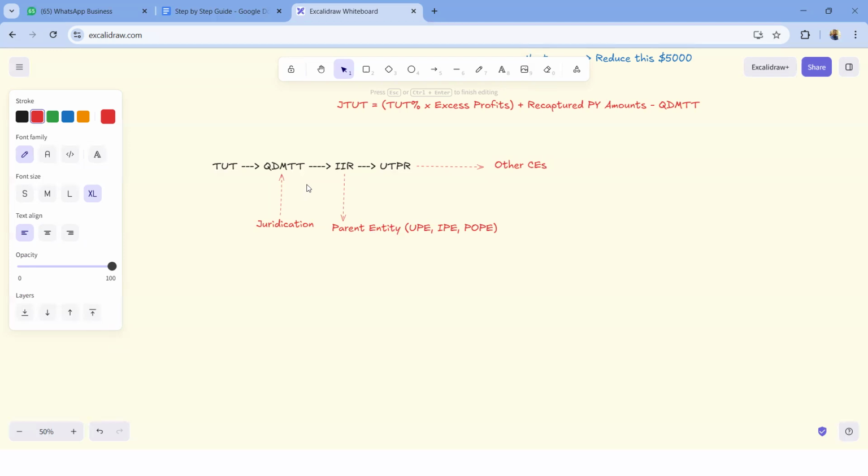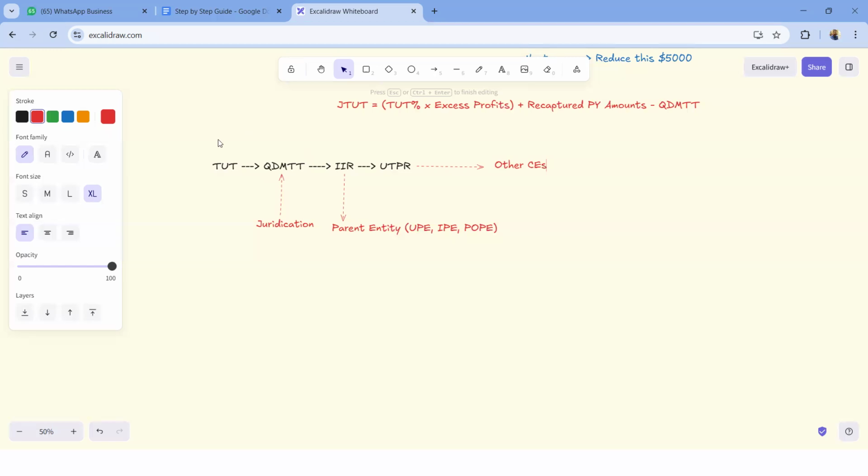Okay, so if I don't have a DMTT, what will happen? If a particular jurisdiction does not have a DMTT, what will happen? Top-up taxes will still apply, but that jurisdiction will not get anything. The parent entity jurisdiction will collect. So that's going to be a loss for you, or let's say a missed opportunity for you.